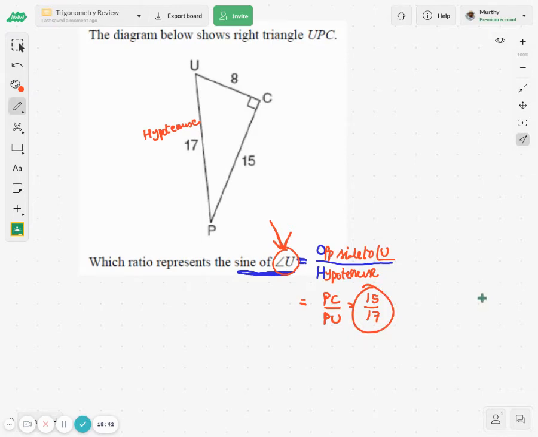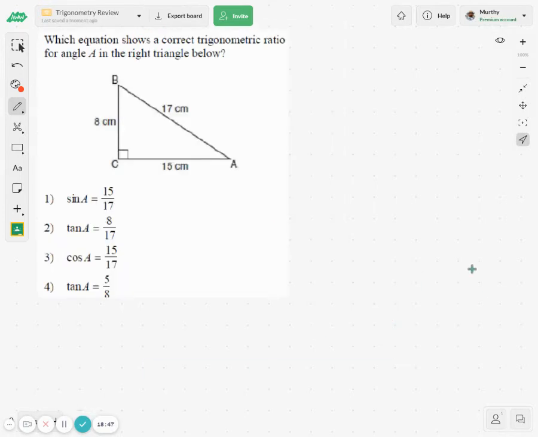Okay, so let me take one more question from my worksheet. Now in this question, which equation shows a correct trigonometric ratio for angle A in the right triangle below? So which of the following is the correct trigonometric ratio? Let me not bother about this one and let me find what sine A is.